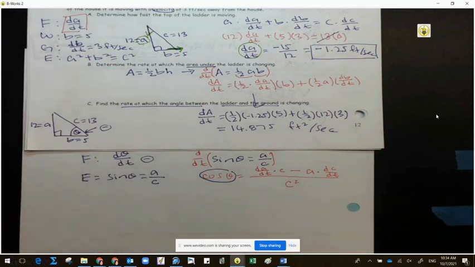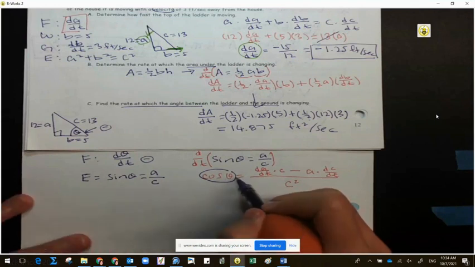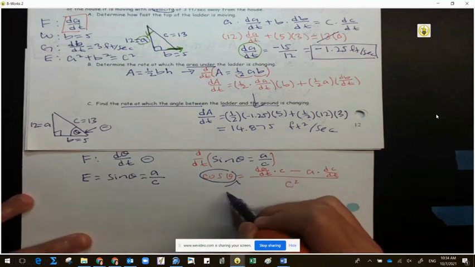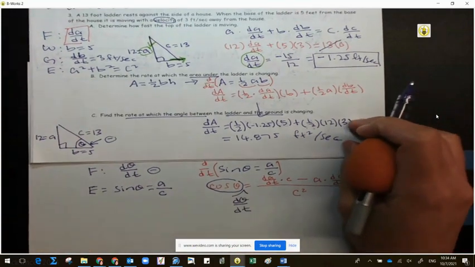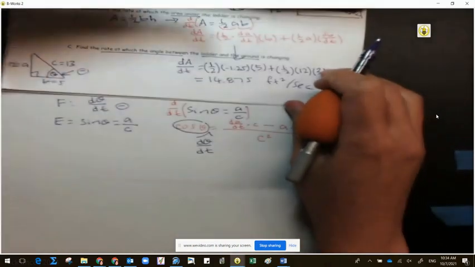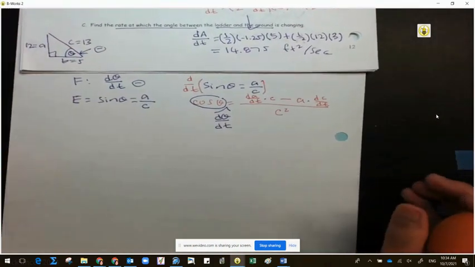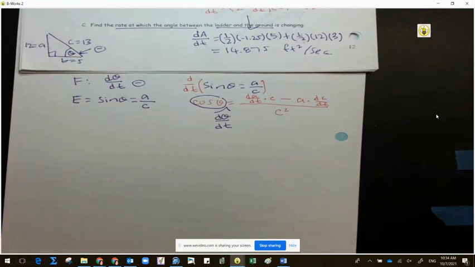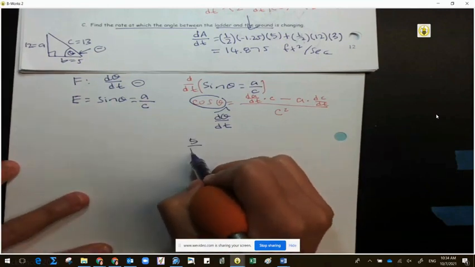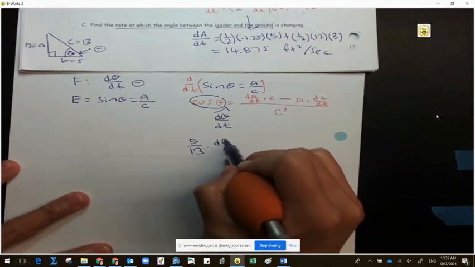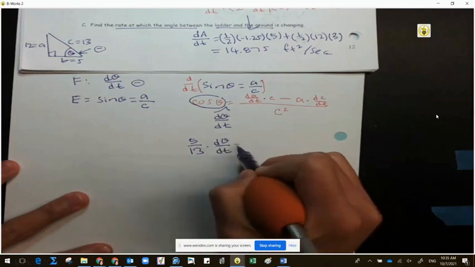Let me see if I skipped the step. Oh, did y'all realize I forgot to write d theta over dt on this one? That's my bad. Because when you're deriving anything with a non-t, we have to write d whatever over dt. And that part completely slipped out of my mind. So we know at this point, cosine theta is the ratio. Our ratio is 5 over 13. And d theta over dt is what we are looking for, so leave that alone.